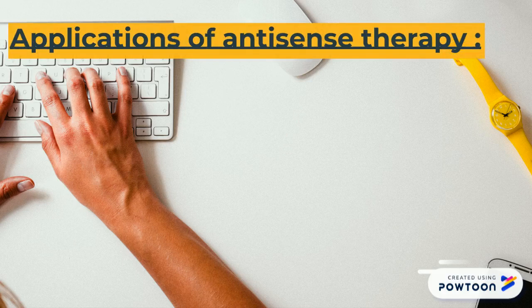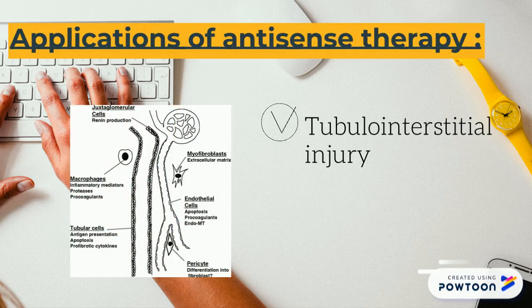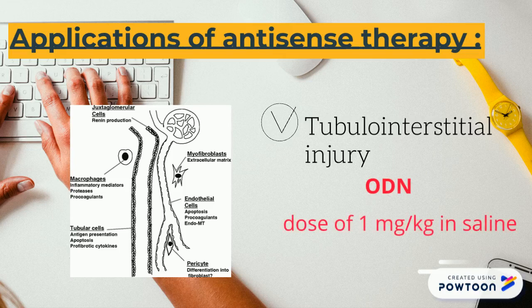Applications of antisense therapy. Tubulointerstitial injury. It's an inflammatory cell migration which goes to the tubulointerstitium in the kidneys after ischemia reperfusion injury due to the midkine gene deficiency. Midkine antisense phosphorothioate oligodeoxyribonucleotide at a dose of 1 mg per kilogram in saline was intravenously administered to mice 1 day before or after IR.